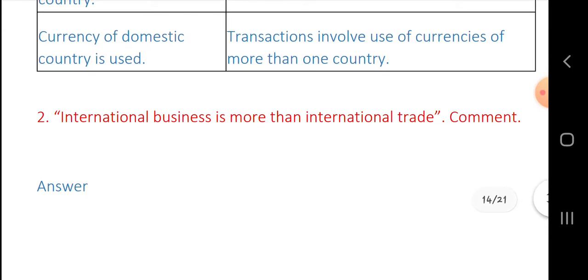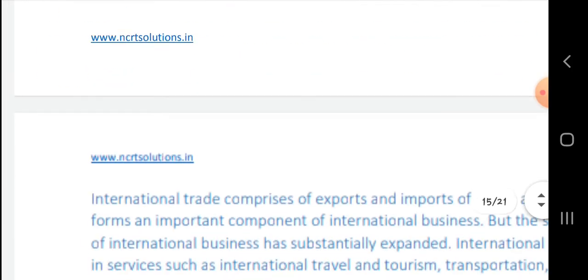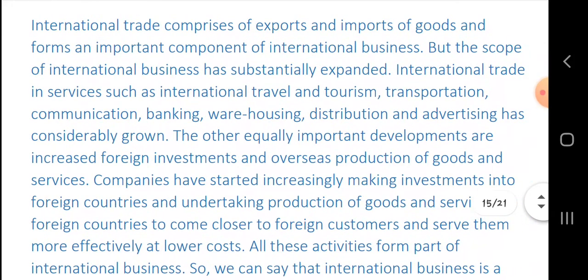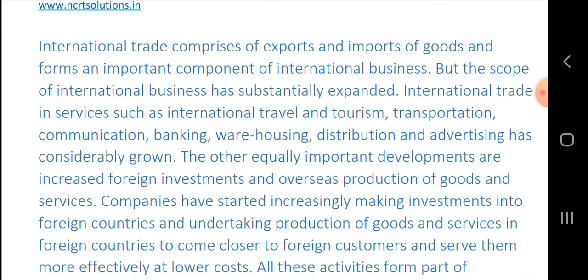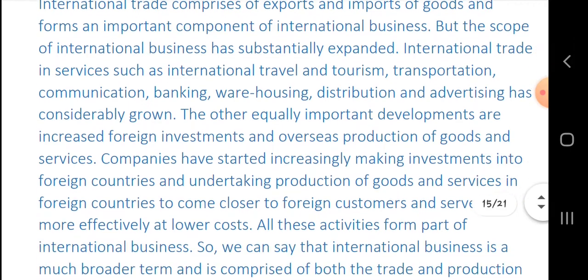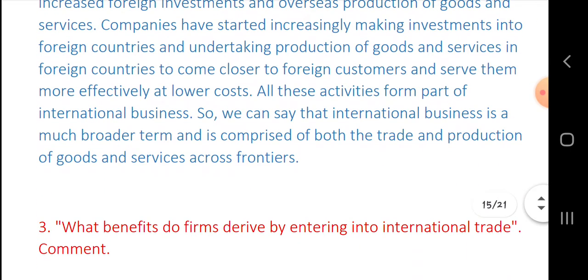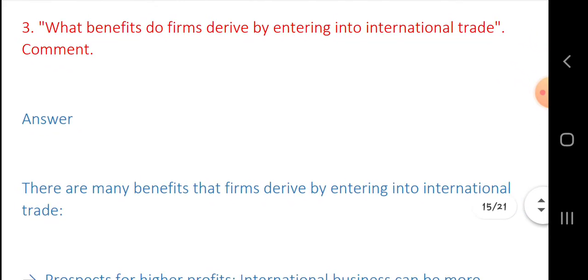Next, let us know that international business is more than international trade. International trade comprises the export and import of goods and forms an important component of international business, but the scope of international business has substantially expanded. International trade in services such as international travel and tourism, transportation, communication, banking, warehousing, distribution, advertising and many other things is also done by companies.